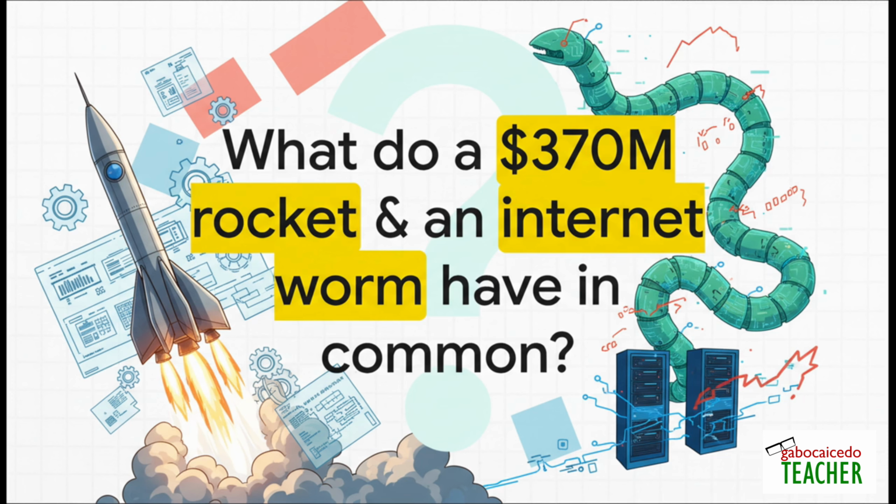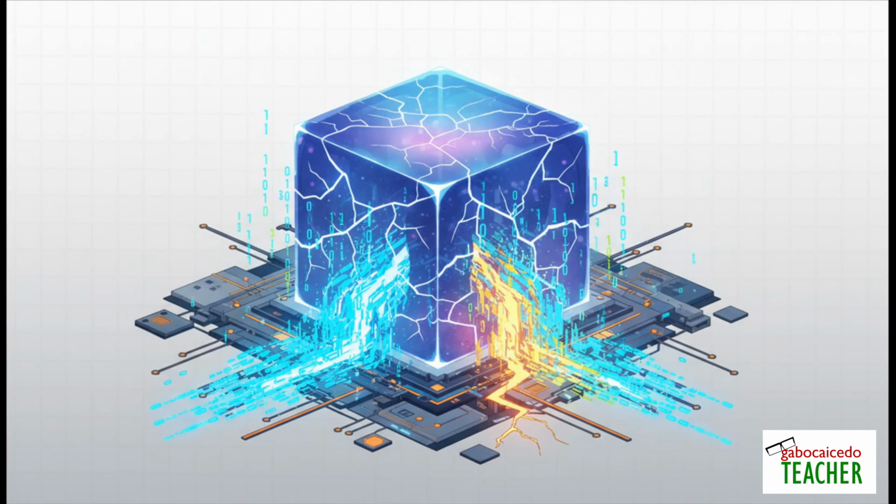I mean, one is a marvel of engineering, the other is a piece of malicious code. They seem like they're from different planets, right? But believe it or not, they were both brought down by the exact same, surprisingly simple problem. And the answer? It all comes down to one tiny digital spill. A single moment where a piece of data just got too big for the little box it was supposed to be in. We call this an overflow, and it's like a hidden crack running through some of the most important technology we use every day.